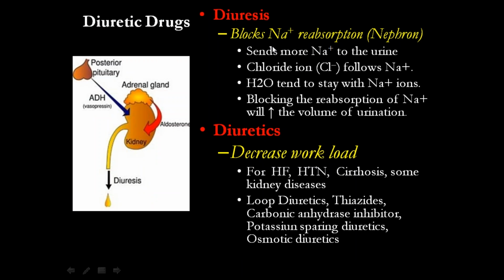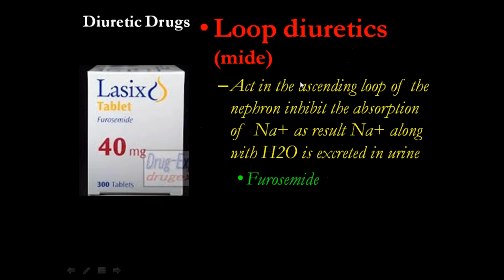So what is causing diuresis at the end? It is blocking the sodium reabsorption. By blocking the sodium reabsorption, they are going to decrease the volume because the water is going to follow the sodium. So we already know that. So let's talk directly about pharmacology, and the first thing that we need to talk about is the loop diuretics.